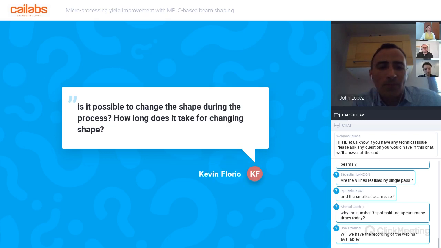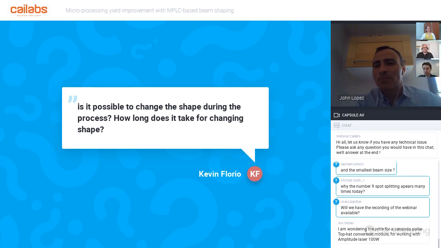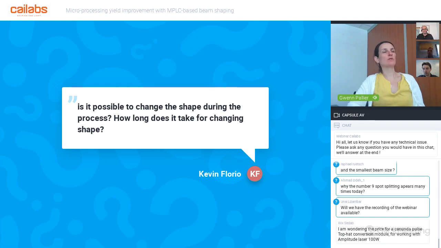All right, so this is another question. I guess this one was for me. Is it possible to change the shape during the process? How long does it take for changing the shape? What we do at Cailabs, for now, is fixed beam shaping. So when you do the process, you cannot switch from square to round in a few seconds. It's not possible yet. What you can do, and we have done that actually with Girolamo, is changing the shape dimension, and you have to adapt a little bit the optical setup to change the beam dimension, make it smaller, make it bigger. Actually, with Jerome, we plan to do kind of the same thing next week or the following week, but more automatic.